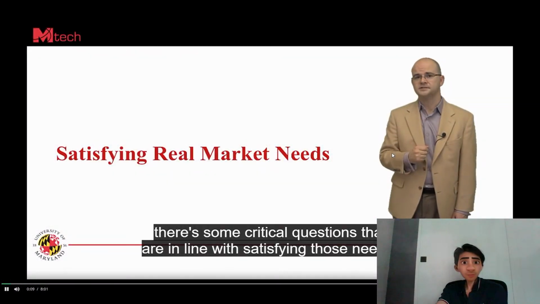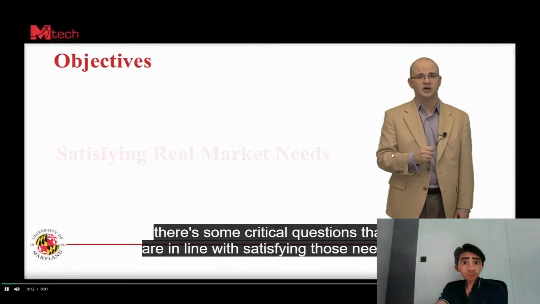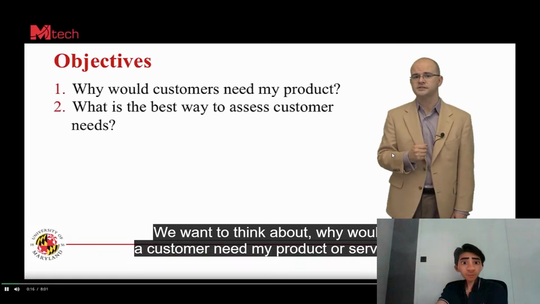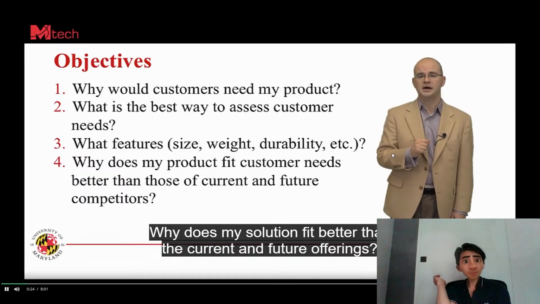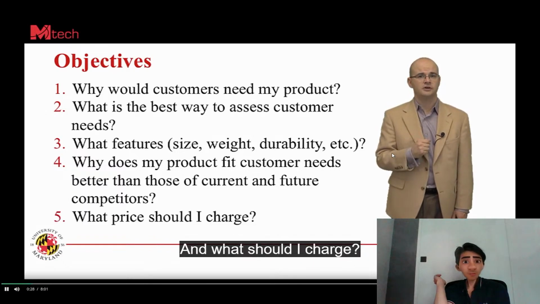So as we examine real market needs, there are some critical questions that are aligned with satisfying those needs. We want to think about why would a customer need my product or service? What's the best way to assess their needs? What features are important? Why does my solution fit better than the current and future offerings? And what should I charge?